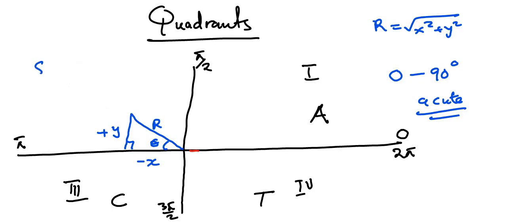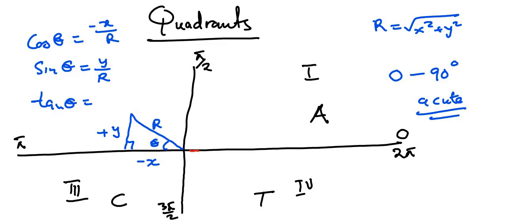If you try to find sine theta, it is opposite over hypotenuse. Then cos theta is simply going to be adjacent, which is negative x, over hypotenuse, which is just r. Then tan theta is simply opposite over adjacent, which is negative x. So you see that the only positive one is the sine. This is the only positive trig function. The other two are negative.